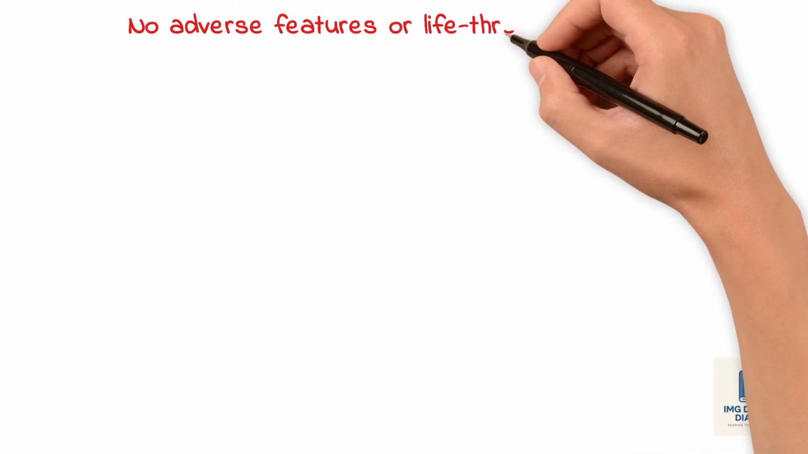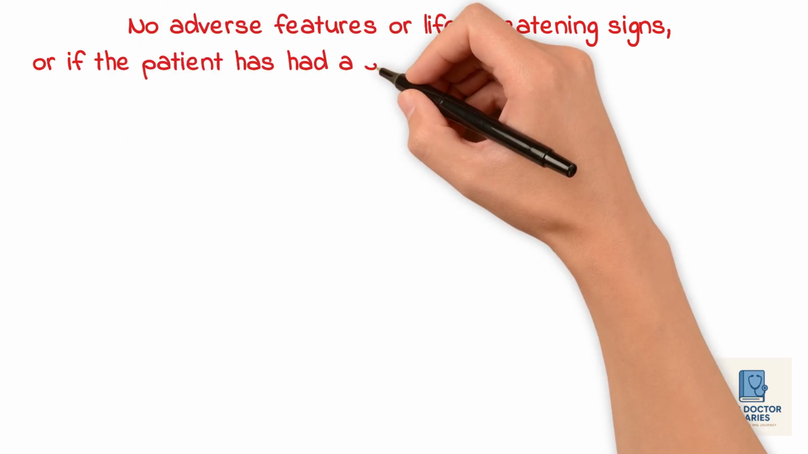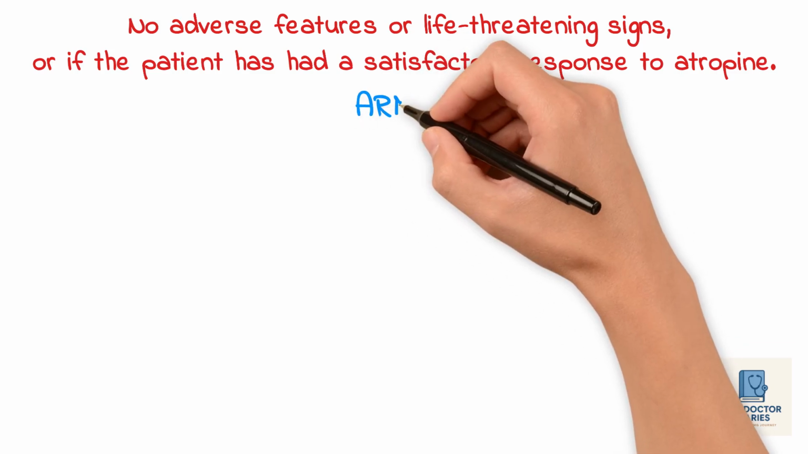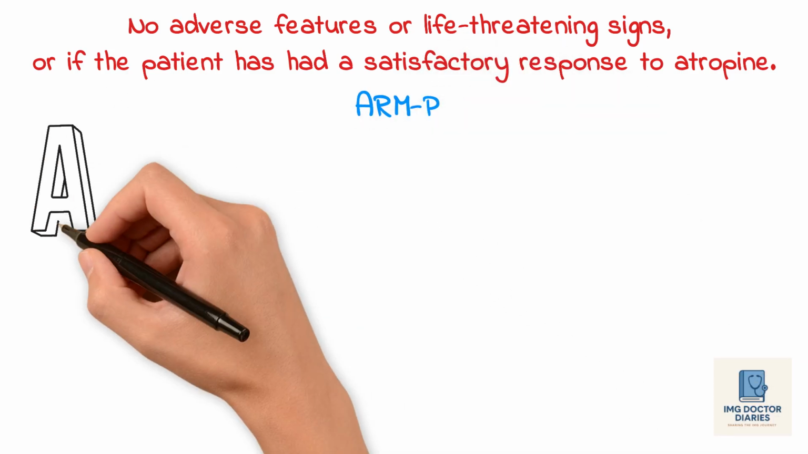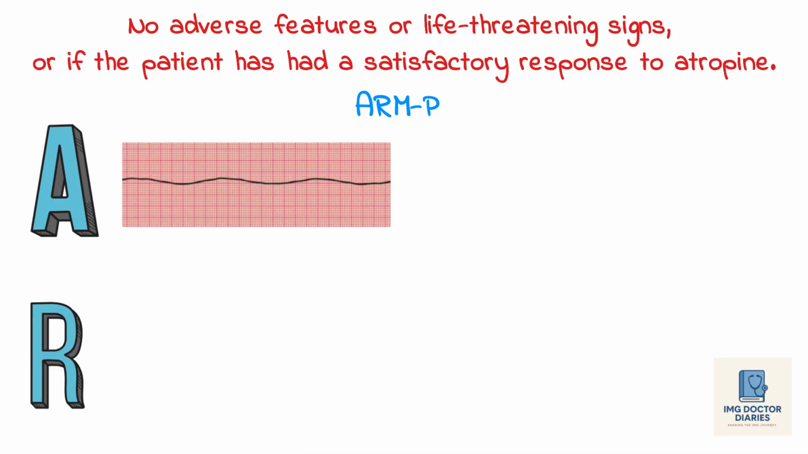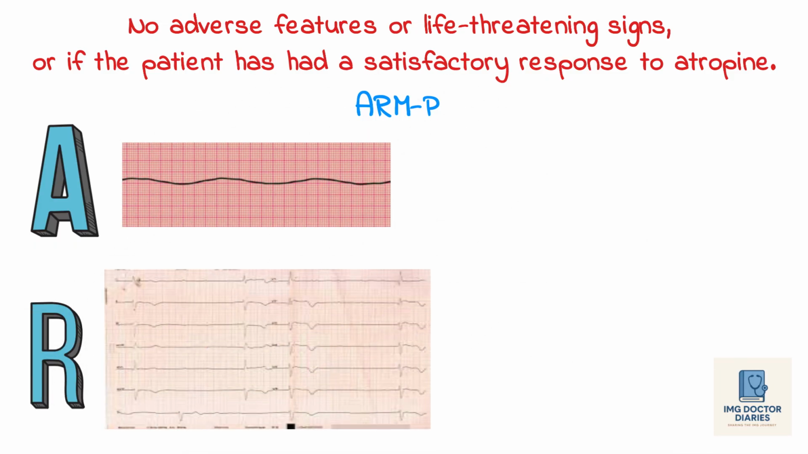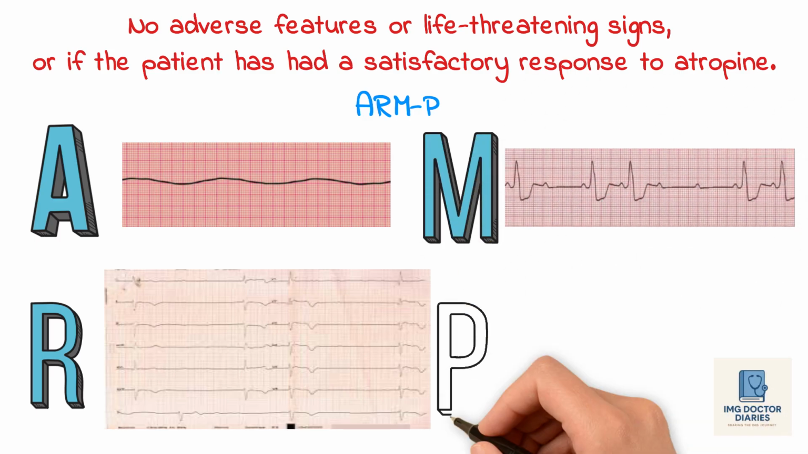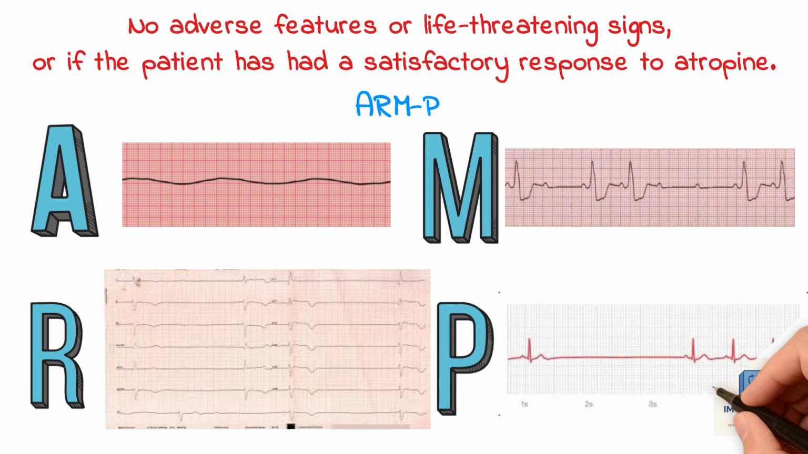Now, this is the pathway if there are no adverse features or life-threatening signs, or if the patient has had a satisfactory response to atropine. At this point, you check if they're at risk of asystole. The high-risk features are easy to remember with ARMP. A, recent asystole. R, right block, complete heart block with broad QRS. M, Mobitz type 2 AV block. And P, pauses greater than 3 seconds.